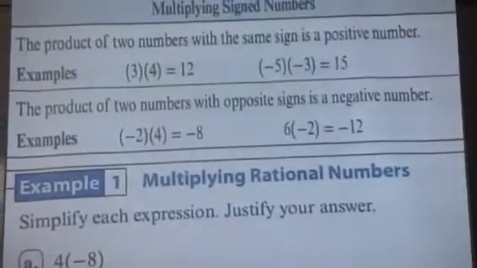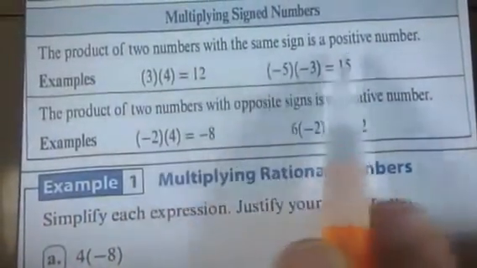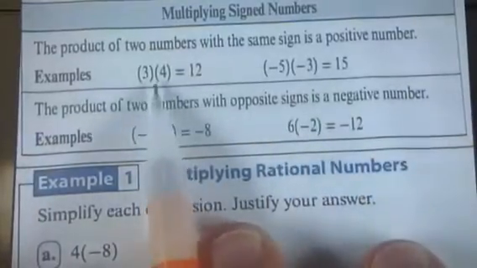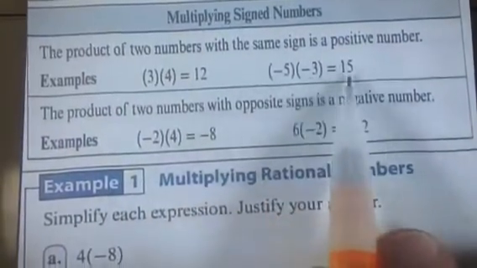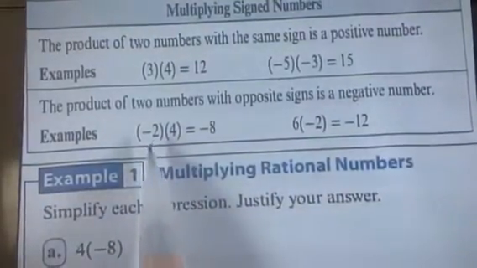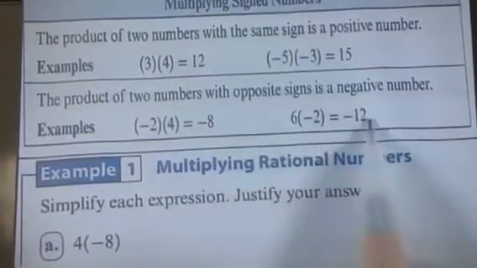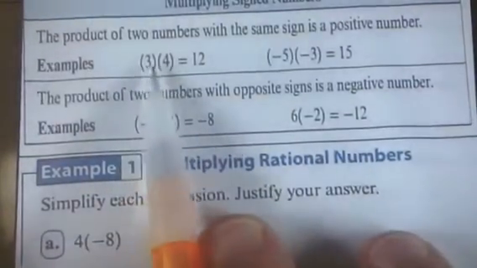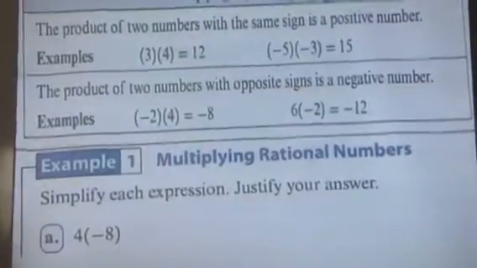Now, multiplying signed numbers. What you need to know is that the product of two numbers with the same sign is a positive number. 3 times 4 is 12. Negative 5 times negative 3, a negative times a negative gives me a positive. The product of two numbers with opposite signs is a negative. A negative times a positive gives me a negative. A positive times a negative gives me a negative. So basically, if they have the same sign and you multiply them, you get a positive. If they have different signs and you multiply them, you get a negative.